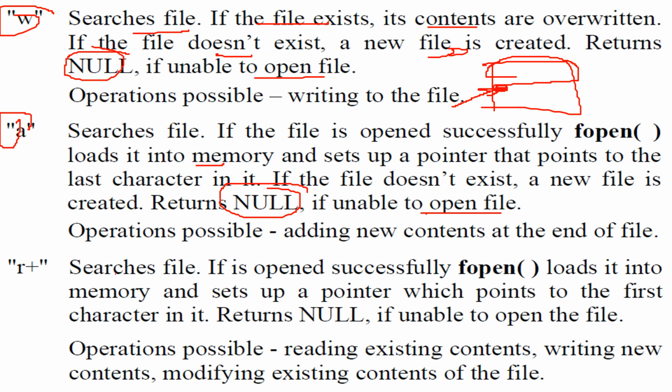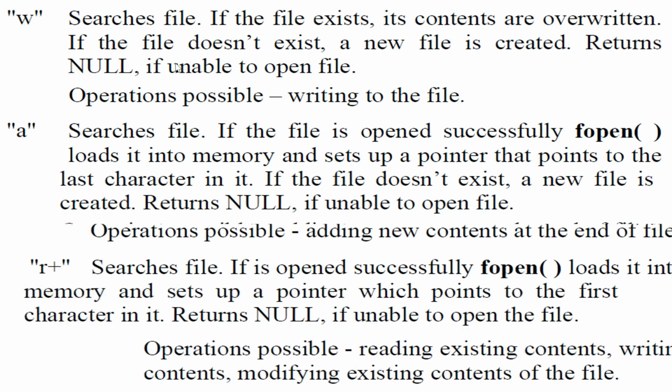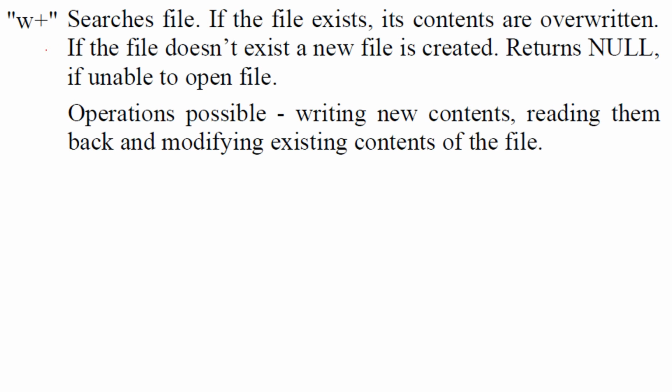Then we have R+. This will search the file. If it is opened successfully, fopen is going to load it in memory and set the pointer again to the first character. It returns NULL if we are not able to open the file. So what operations are possible? Reading the existing content, writing new content, and modifying the existing content of the file with the help of R+.